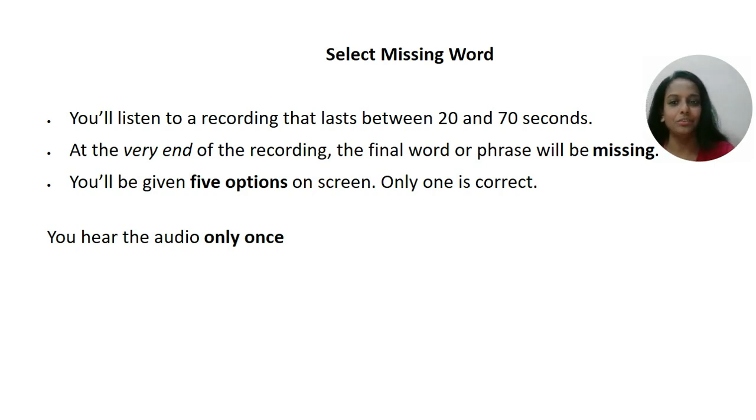Let's go. First of all, let's see what the task structure is. This task is simple but tricky. You'll listen to a recording that lasts between 20 to 70 seconds. At the very end of the recording, the final word or phrase will be missing. And you will be given five options on screen, but only one is correct. And also remember, you hear the audio only once.